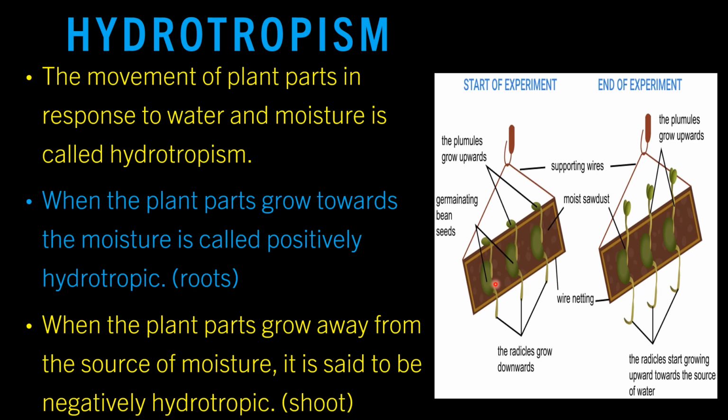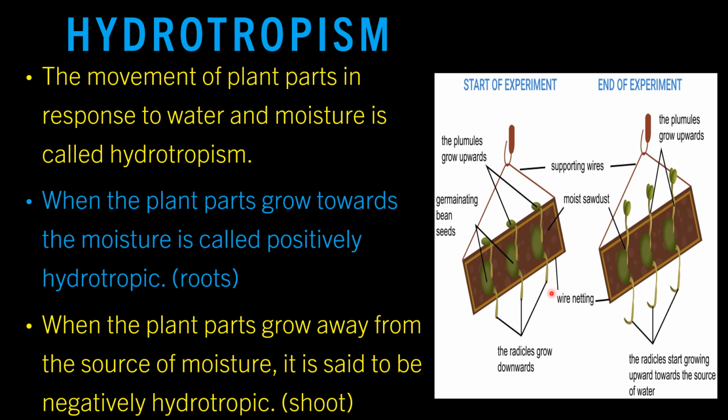What do you observe after a few days? As the seeds germinate, the radicles initially grow downwards. You can see that they grow through the wire netting under the influence of gravity. But soon they start growing upwards. Here you can see two types of tropic movements, right? Radicles showing gravitotropism or geotropism.